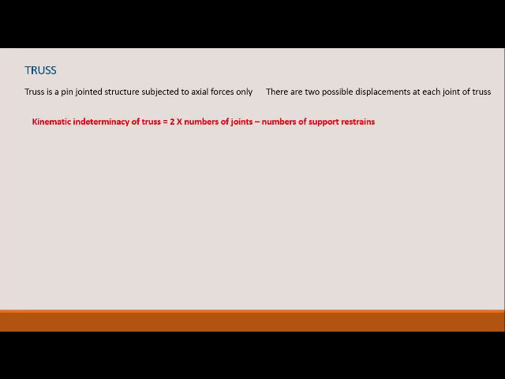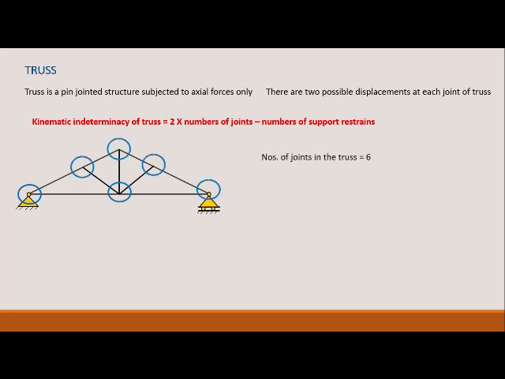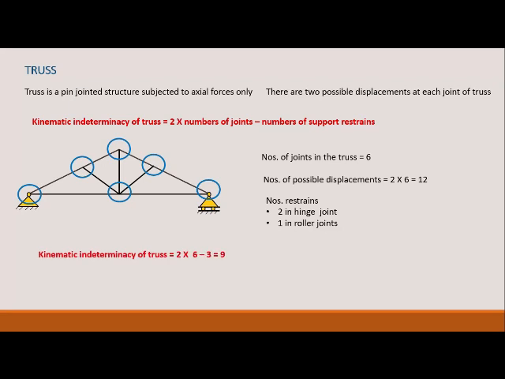So the kinematic indeterminacy of the truss will be two times the number of joints minus the number of support restraints. Let us consider an example. Here we can see a truss having 6 joints. The number of possible displacements is 6 into 2, equal to 12. The number of restraints is 2 at the hinge, because it does not allow vertical and horizontal movement, and 1 at the roller, which does not allow vertical movement. We are not considering rotation here, because all the joints are pin jointed and free to rotate. So the kinematic indeterminacy is 2 into 6 minus 3, equal to 9.